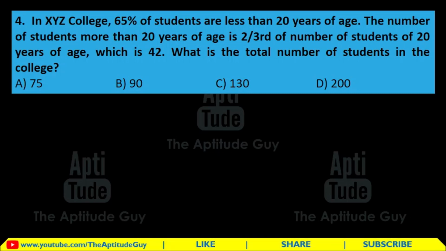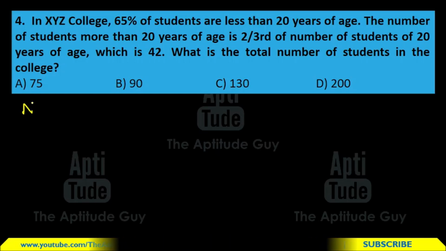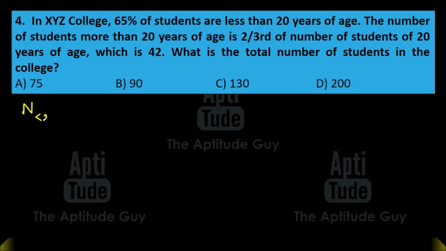Alright, let's do it. In XYZ College, 65% of the students are less than 20 years of age. Let's write that data down. Number of students less than 20 years of age is equal to 65% of the total. Alright. So what can we assume from this? What can we infer from this?